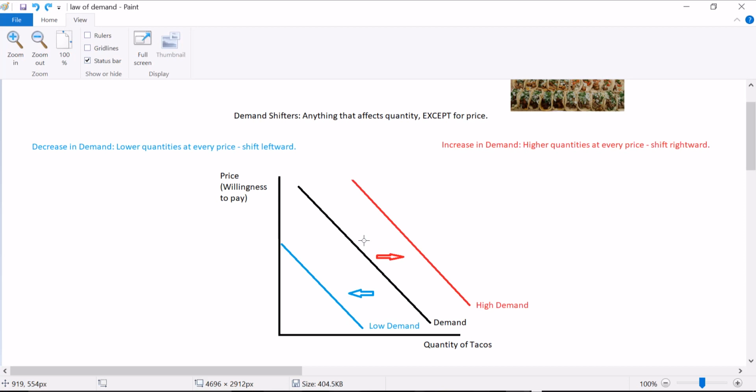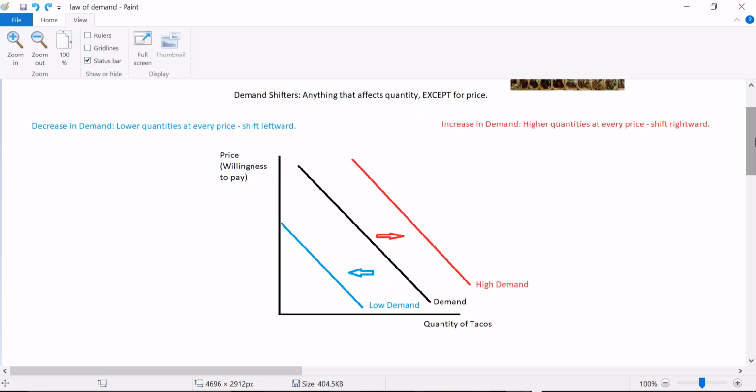Now, the reason I say left and right instead of up and down is because later when I do supply, it'll matter more. Right now, you could say that demand is moving up if it's increasing, down, decreasing. But if you do that, you'll get confused later when you start talking about supply. If you just stick with left and right, you'll always be good to go.